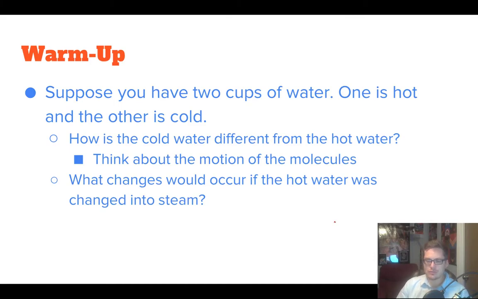Okay, so first of all, suppose you have 2 cups of water and one is hot, one is cold. How is the cold water different than the hot water? Really, we want to think about the motion of the molecules. Hopefully you remember from your Chem 1 days that we made a big deal about how temperature, or heat, or the energy of the molecules is really composed of their motion. The hotter the object is, the more the molecules that make it up are moving. And so the hotter you get it, the more they move, et cetera, et cetera.